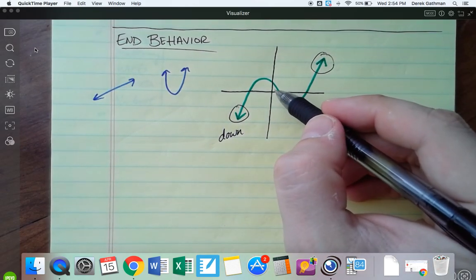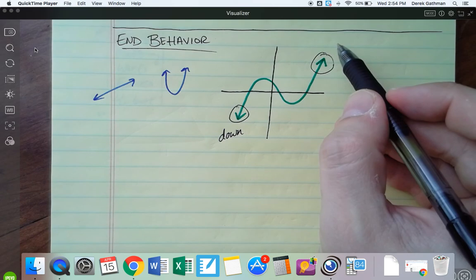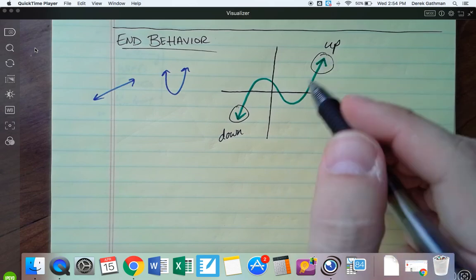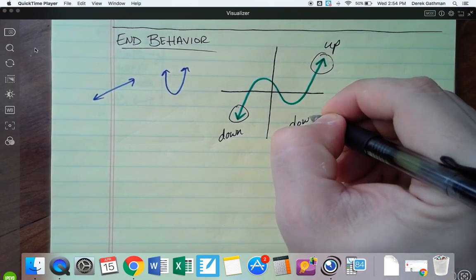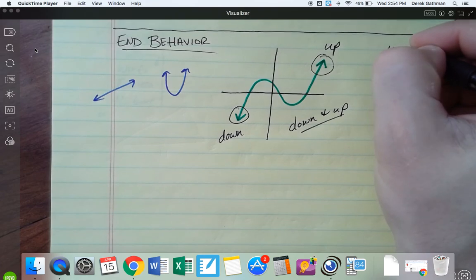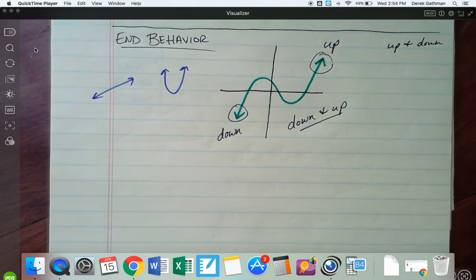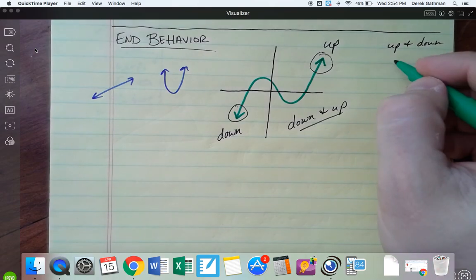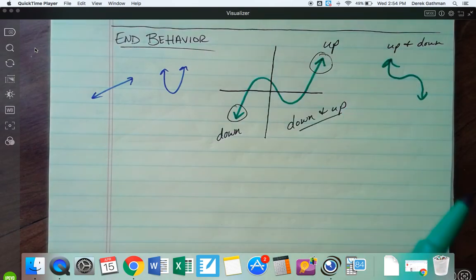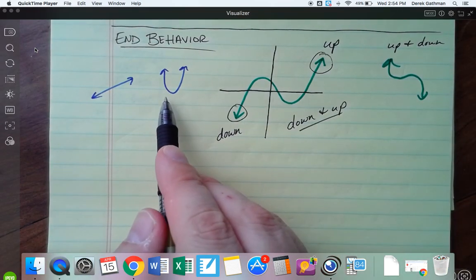Over here, as x increases, I am increasing my y's. I'm going up. We're going to keep it really simple, and we're just going to use the word down and up. So this function right here would have end behaviors of down and up. If I looked at up and down, those are very basic terms, but it would look something like this. As I'm going to the left, it is increasing. As I go to the right, it is decreasing. They can be the same direction. I could have up and up, like my parabola here.